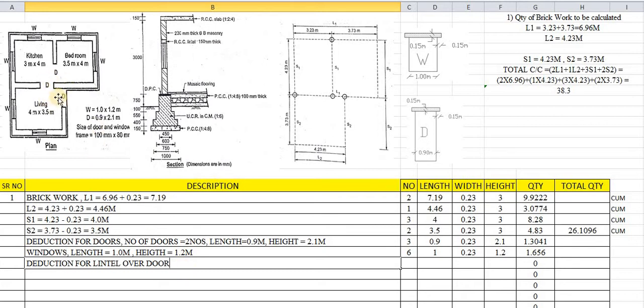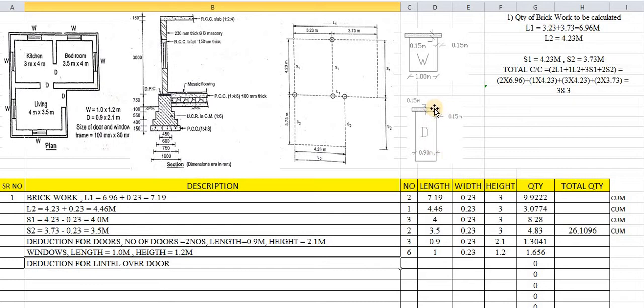Okay, so there are 3 doors. So how do we find the quantity of lintels? Here I have drawn a separate figure for lintels. This figure is most important. This is the opening: 0.9 is the length of the door opening. What about the height of the door? The height of the door is 2.1.